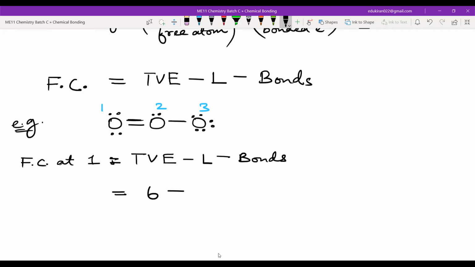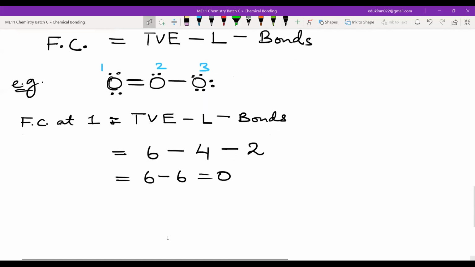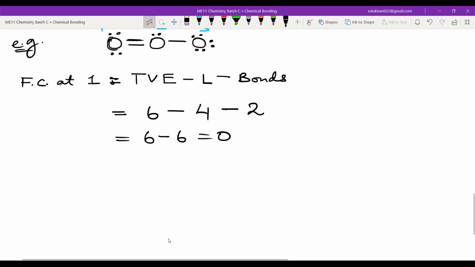Minus lone pair electrons. How many electrons are lone pair? 4. Now minus the number of bonds. How many bonds does this oxygen have? 2 bonds. Very good. So this will be equal to 6 minus 6, which is equal to 0. Any doubt till here? No doubt. Okay. Now, please help me with formal charge at 2.